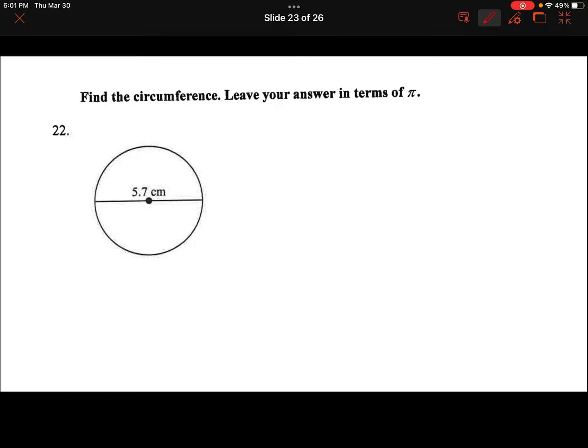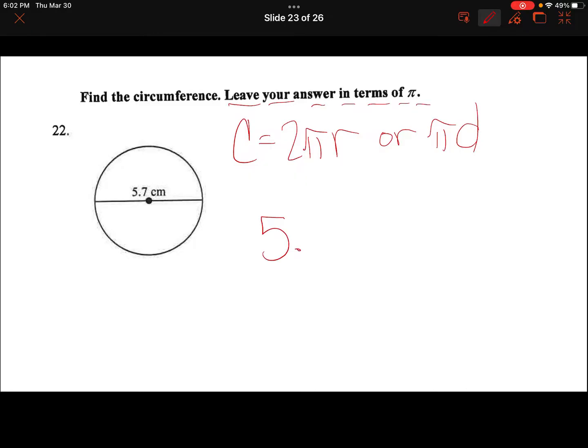On 22, we want circumference. Circumference is 2 pi times the radius, or pi times the diameter. In this case, we're given the diameter. So all we need, because it wants us to leave your answer in terms of pi, is to take the diameter, 5.7, and put a pi after it. That's quite literally it. No thought there. Just understanding the formula.